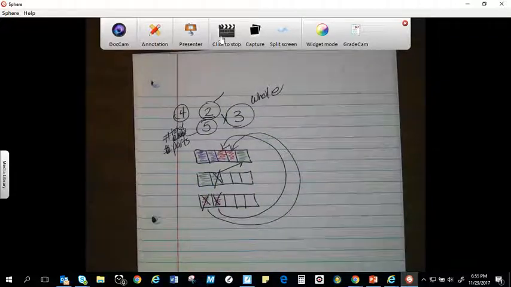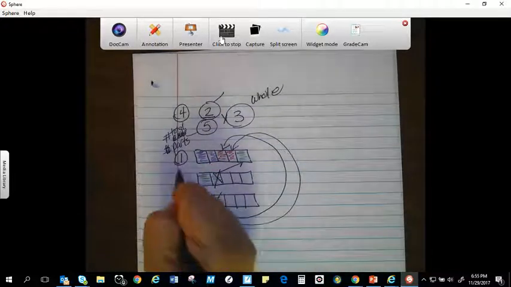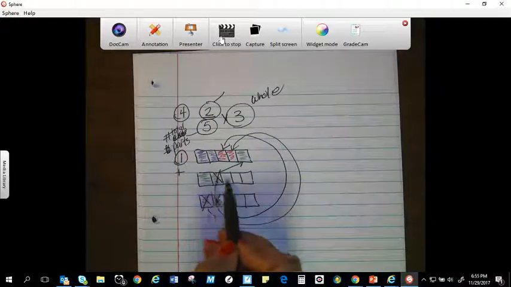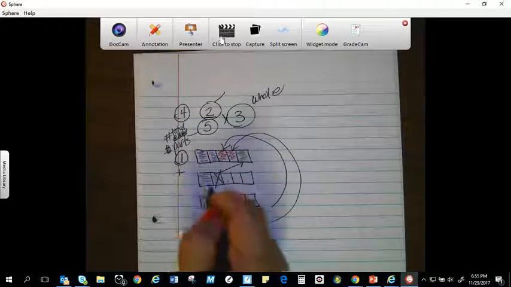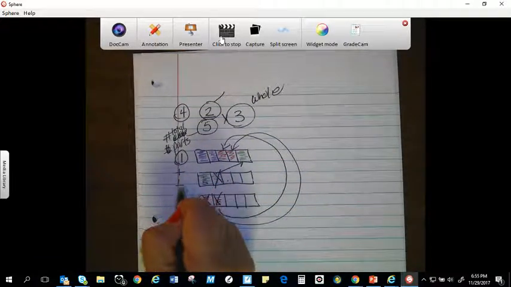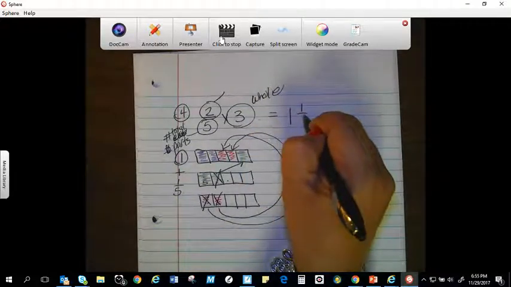Okay, so how many wholes do I have? I have 1 whole plus, what is the value of this one here? Well, I had 1, 2, 3, 4, 5, so I have 1/5. So 1 plus 1/5, and my answer equals 1 1/5.